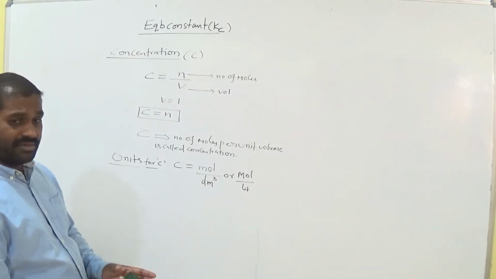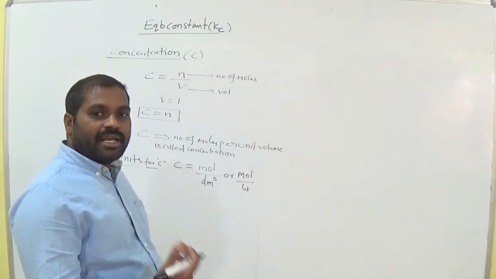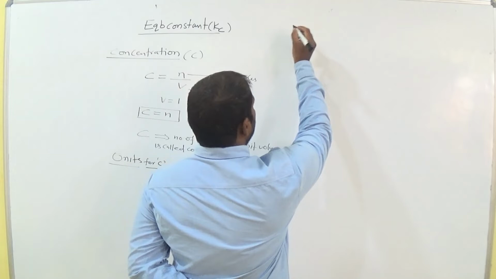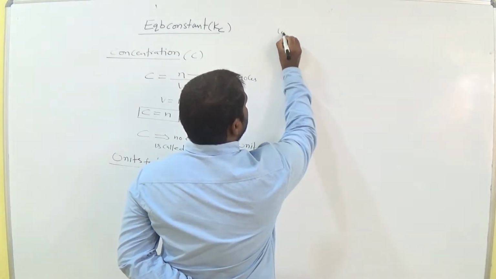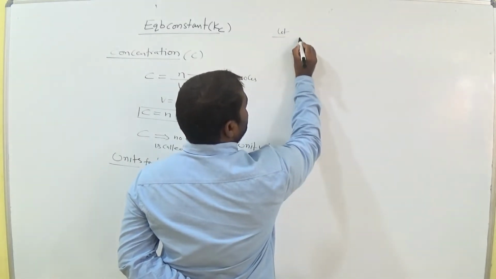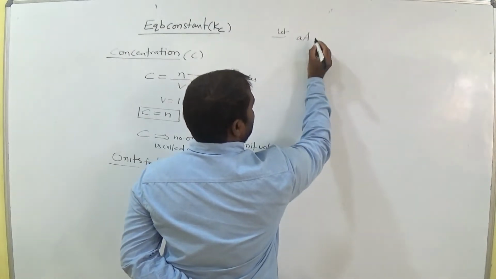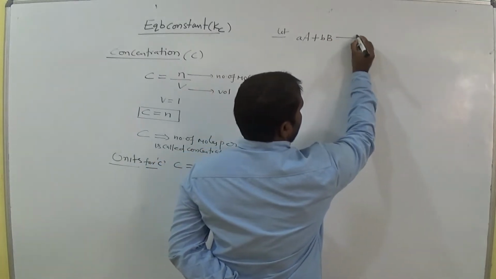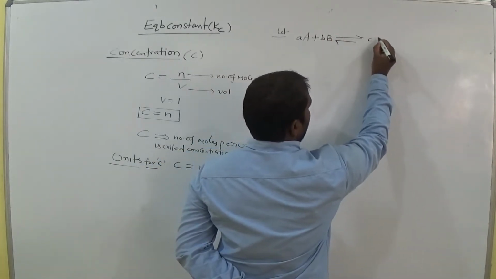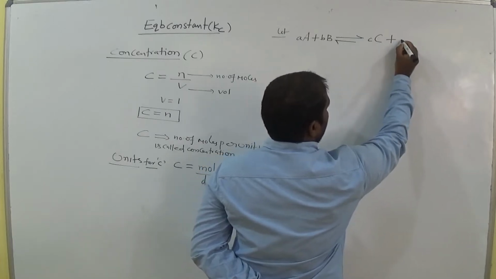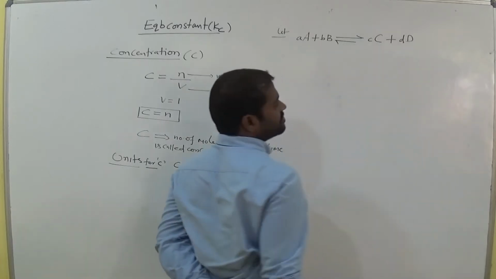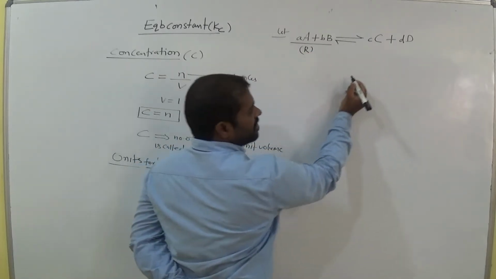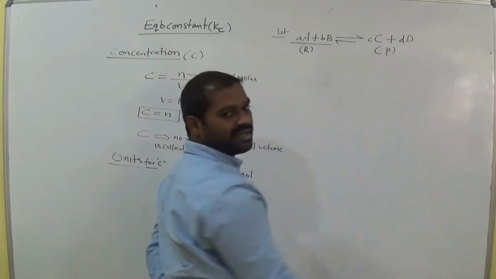Now we would like to calculate the unit for the equilibrium constant. So let us consider a reaction: a of capital A plus b of capital B is reversible to c of capital C and d of capital D. So clearly these two are reactants. Clearly these are products. Am I right?